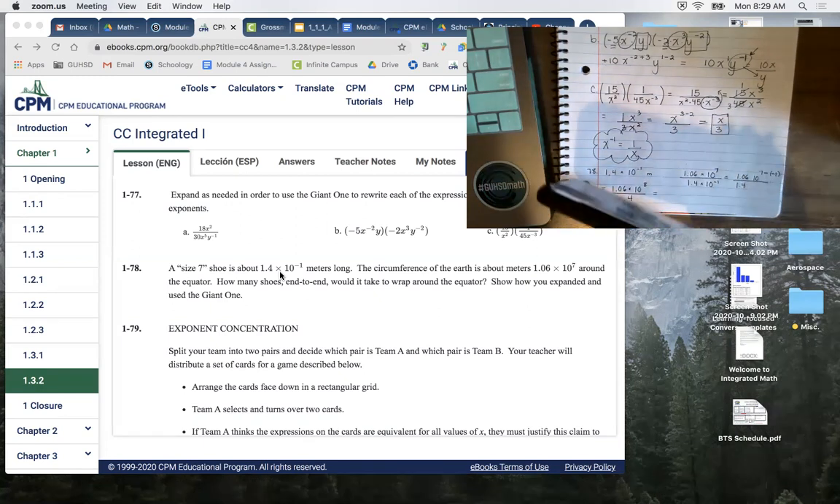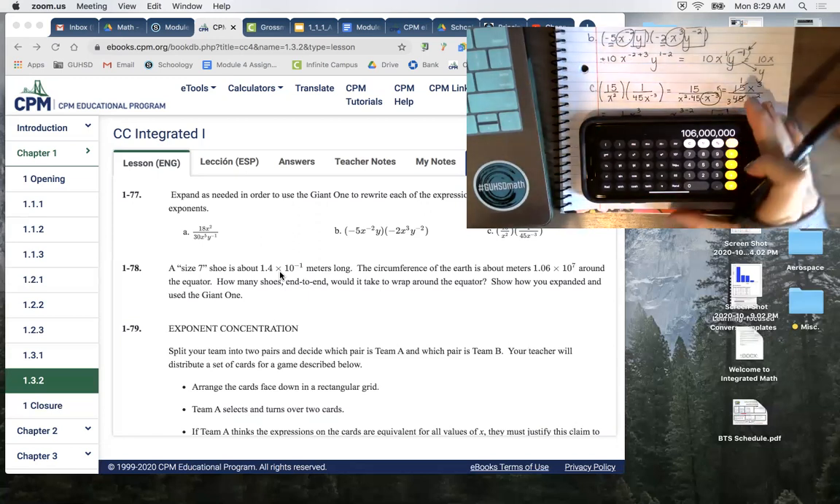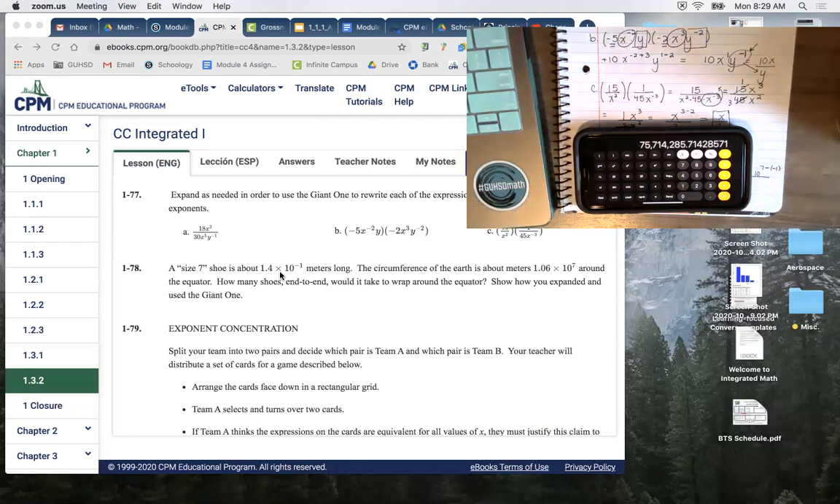Okay, so now we have 106 million, right? And I'm going to divide it by my 1.4. It looks like we would fit about 75,714,286 shoes. Okay, that's how many shoes would fit around the equator of the Earth, a size 7 shoe around the equator.